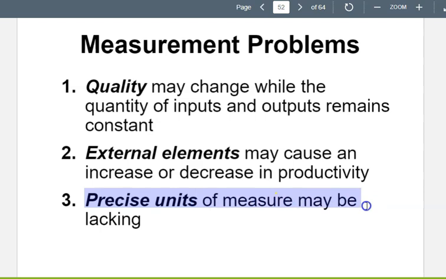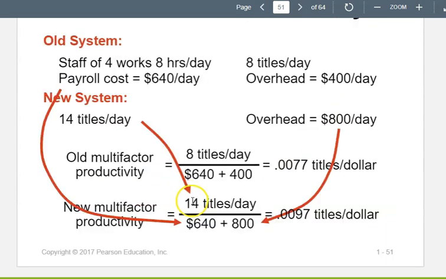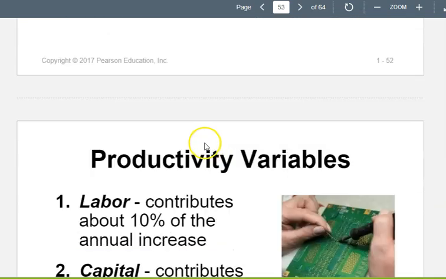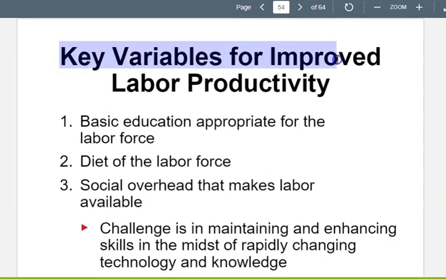Precise units of measure may be lacking, and that's true. We can't always say that considering the payroll cost is a perfect way of calculating productivity. There might be other factors involved that we are not taking into account. Okay, so key variables for improved labor productivity.